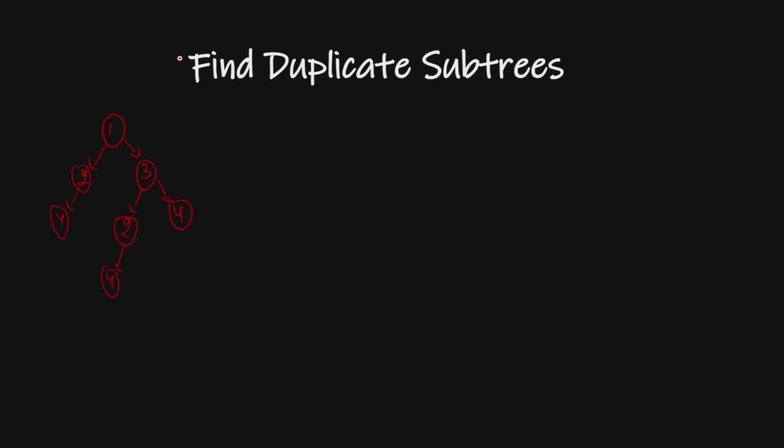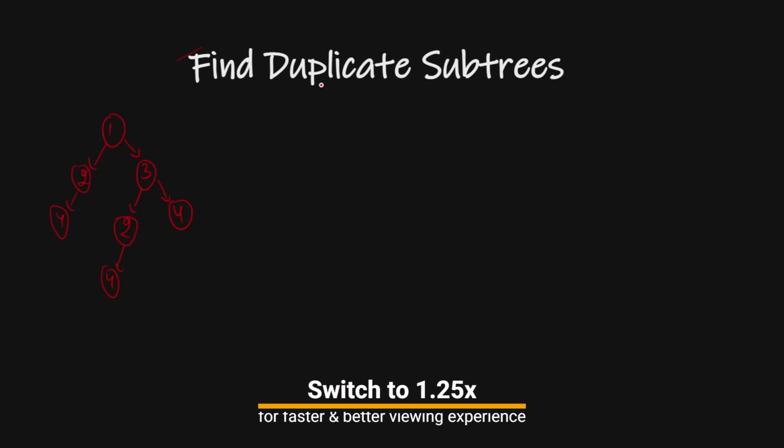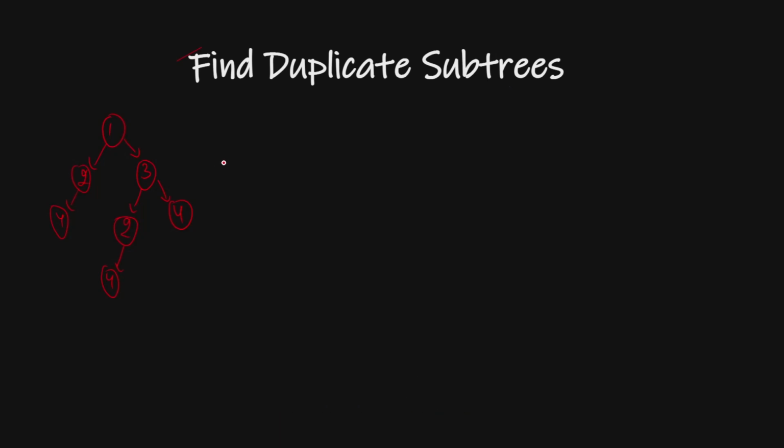Hello everyone, today we are going to solve the find duplicate subtrees problem. In this problem, we have the root of a binary tree and we have to find all the duplicate subtrees and then return the root of each subtree. Here, if we look at this binary tree, we can find that these two 4s are repeating.